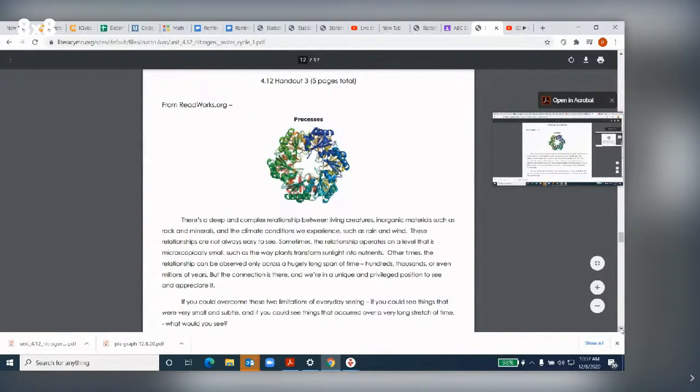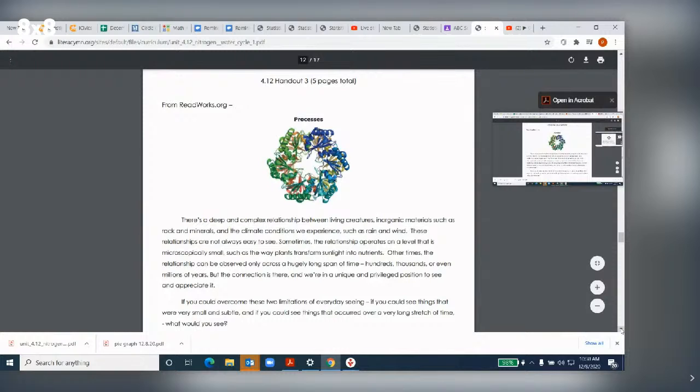So there's a deep and complex relationship between living creatures, inorganic materials such as rock and minerals, and the climate conditions we experience, such as rain and wind. These relationships are not easy to see. Sometimes a relationship operates on a level that is microscopically small, such as when plants transform sunlight and nutrients. Other times, a relationship can be observed across a hugely long span of time, hundreds, thousands, or even millions of years. But there is a connection there, and we're in a unique, privileged position to see and appreciate it.